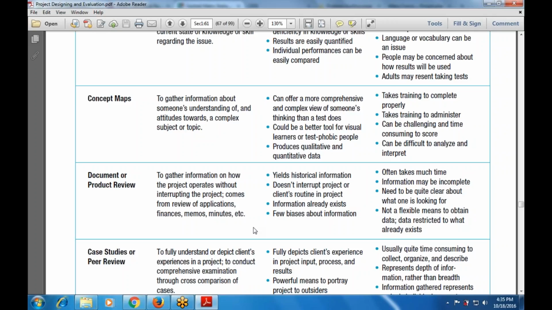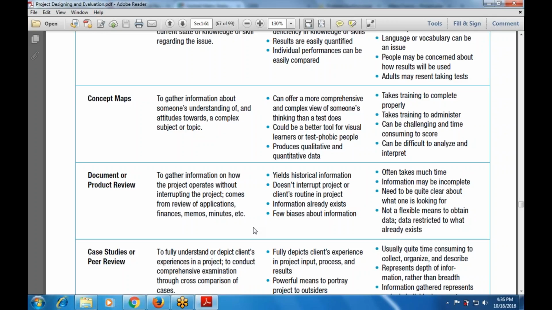Then sometimes the information already exists, so that becomes duplicate data. Then there are few biases about the information. Then challenges are, it often takes much more time. Then information may be incomplete. Whatever information is available may be incomplete or complete. It depends on the document or the product review.